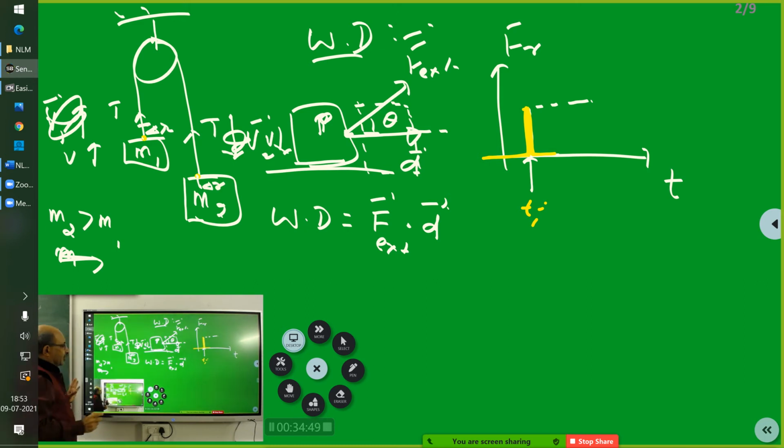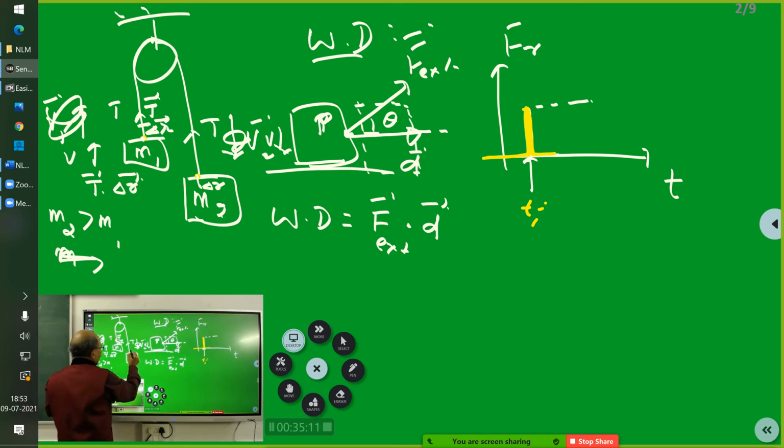Correct? Now, the point of application of force. What is the force? T bar is the force. The point of application, and what is delta r bar? Delta r bar is the displacement. So what is the work done by T bar on delta r bar? It is T bar dot delta r bar. And what is the work done by this force here? T bar, what is the work done here? Here also it is T bar dot delta R. Here also. Got it?